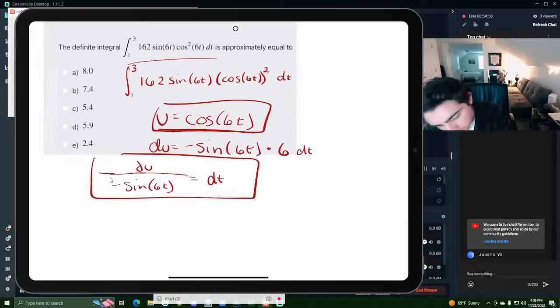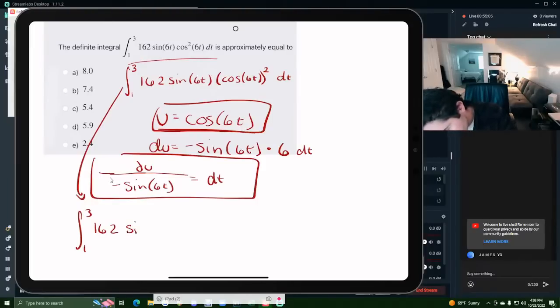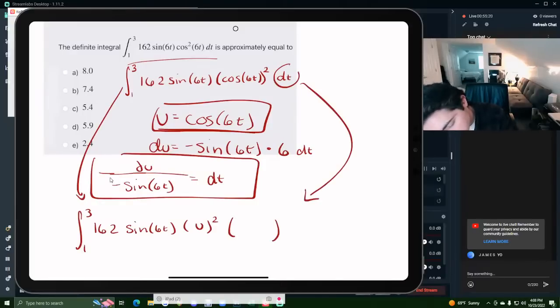Now we want to rewrite the integral. We'll go ahead and leave it from 1 to 3. We'll call this 162. We'll go ahead and leave the sine for the time being, sine of 6t. And cosine of 6t is being replaced with u, and that u is squared. And then don't forget the dt. dt is being replaced with this stuff here, du over negative sine of 6t. And I almost forgot. Thanks for catching that. We have a 6, which I forgot to divide over here. So we also need a 6 on the bottom here.